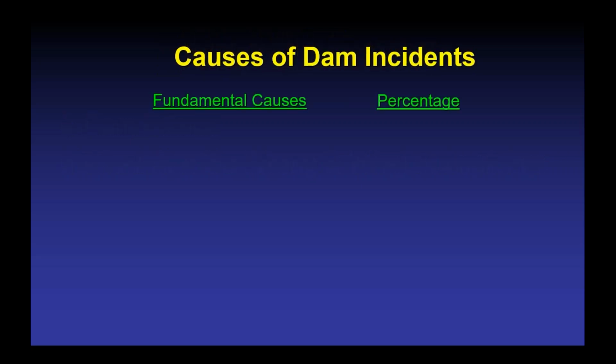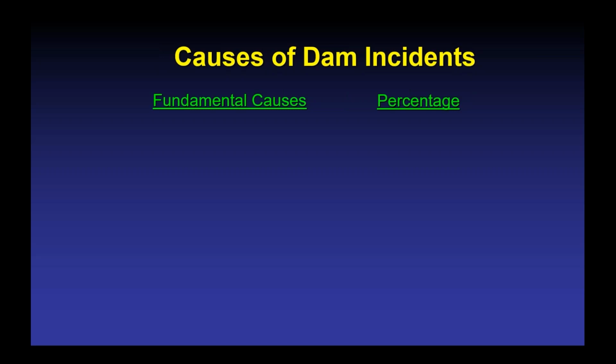So here we're going to look at the common causes of dam incidents and failures. In the column, we're going to have fundamental causes, and then we're going to put the percentage. So I'd like you just to think for a minute. If you were to guess at the most common reasons why these types of dams have incidents or failures, what would you put in that list and what percentage? Now, there are different databases that have slightly different numbers, but they seem to always come out to be about the same percentage and the same ranking.